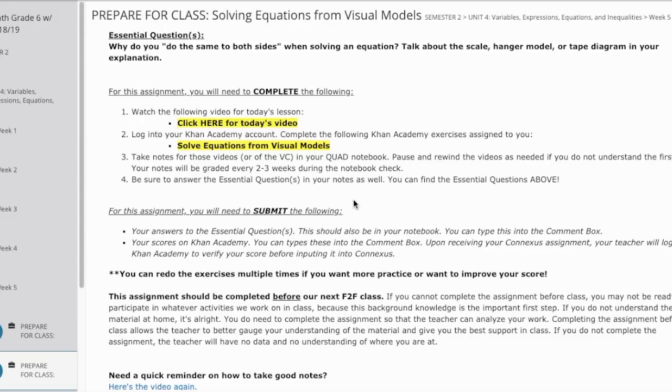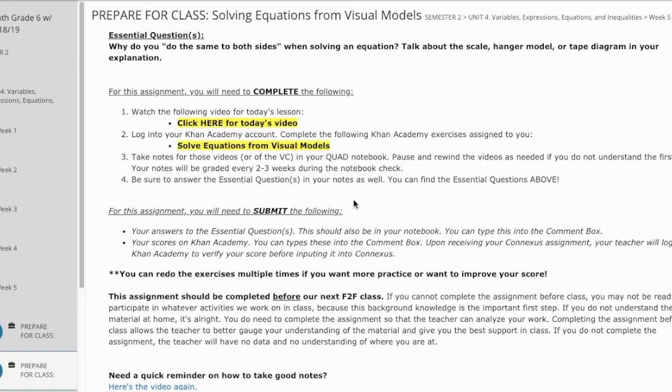In your explanation, I would like you to talk about the scale, hanger model, or tape diagram. You don't have to draw it, but you do have to talk about it. So that means you're going to do some drawing today in your notes. We're going to talk about 3 different models. I would like you to draw all 3 models in your notes.